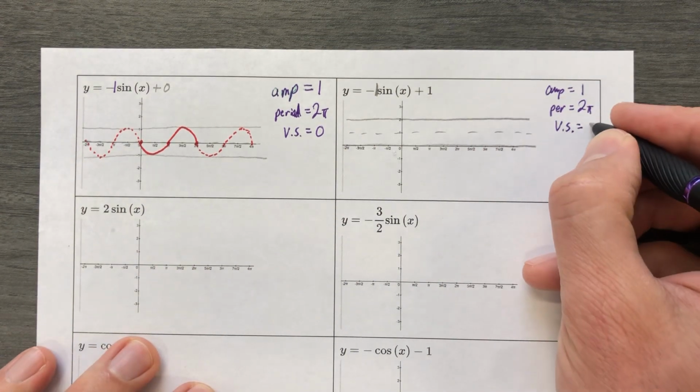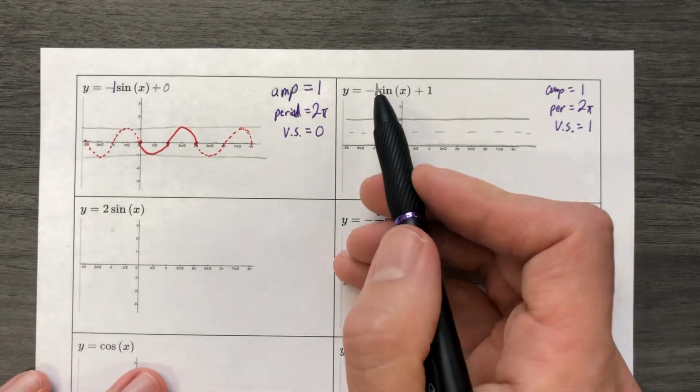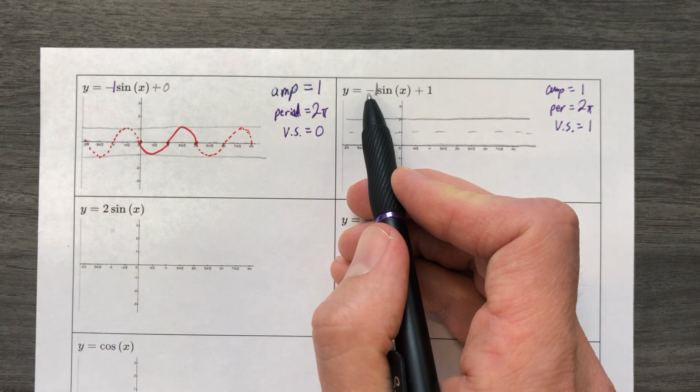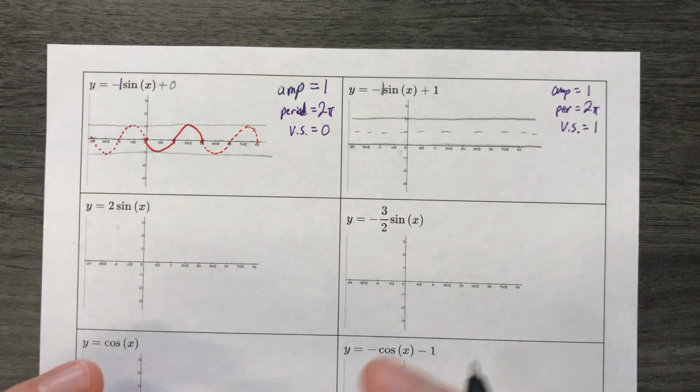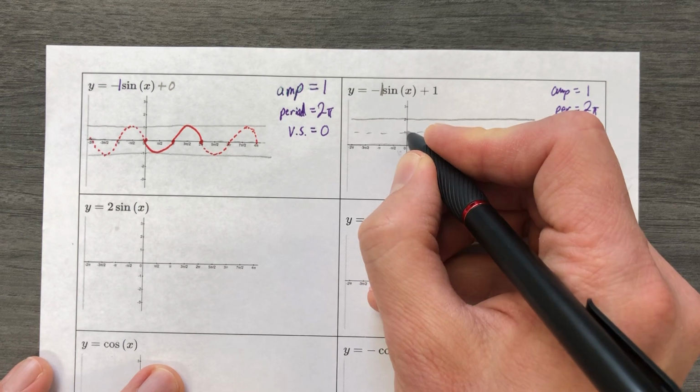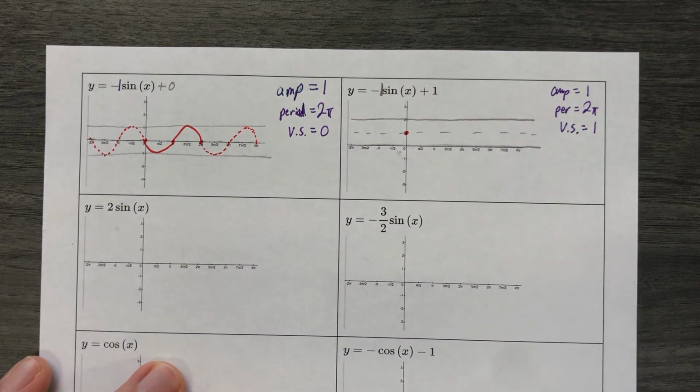And the vertical shift is 1, but also keep in mind that this starts not by going up. Notice I'm pointing at a negative. It starts by going down. So what would normally start at 0, 0 is going to start at 0, 1.